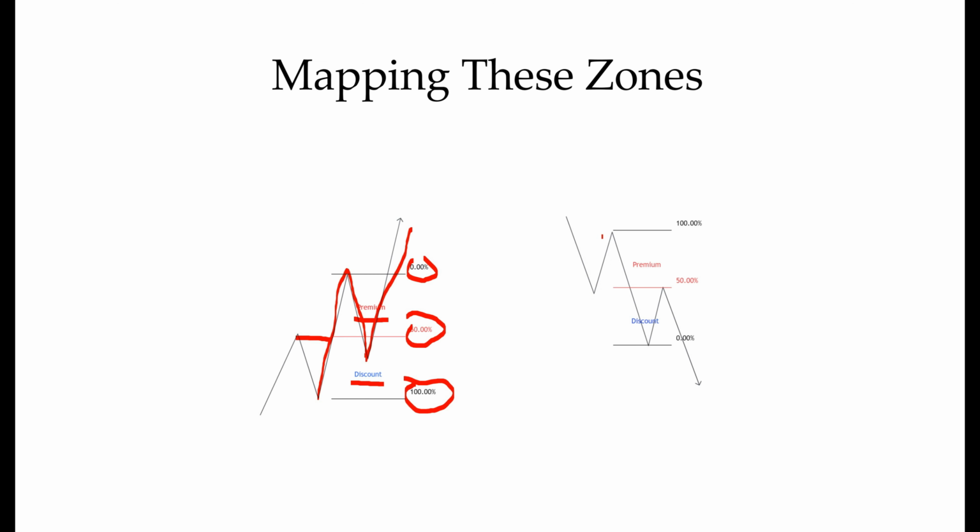So we have bearish price action here, where price has broken structure to the downside, retraced into this 50% level, right? And then it's broken structure again. Same thing, above the 50% level, we have the premium zone, and below the 50% level, we have the discount zone.